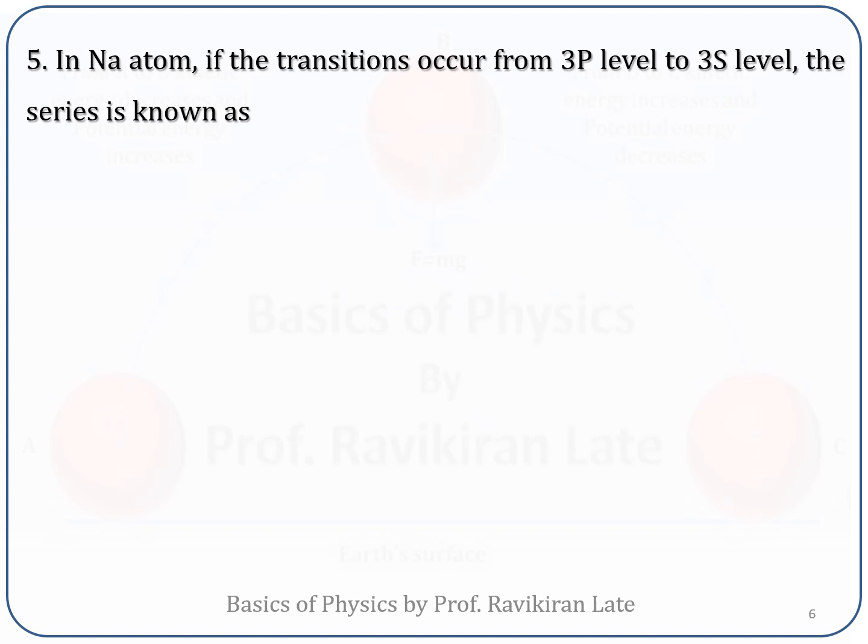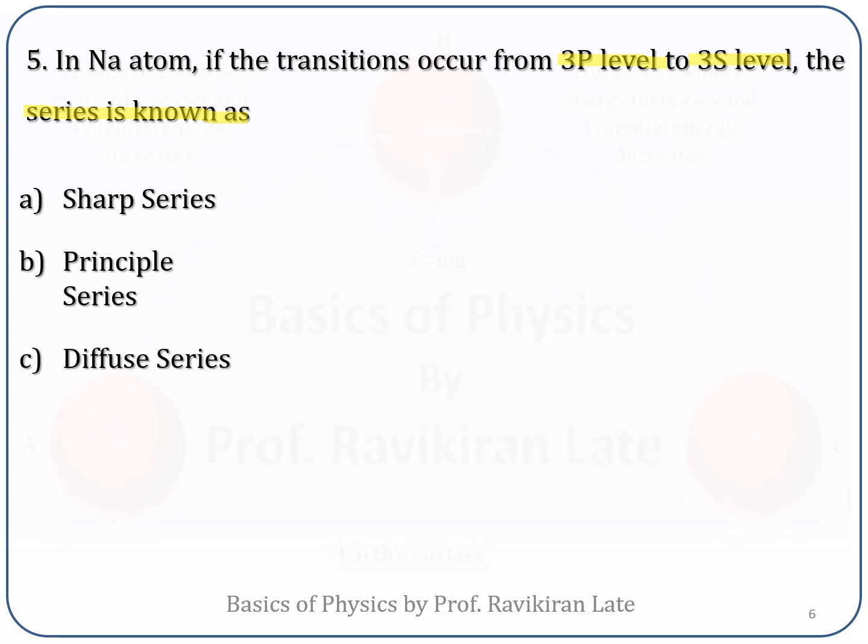Fifth question is, in a sodium atom, the transition occurs between the 3p level and the 3s level. The series is known as. The options given are: option A, sharp series; option B, principal series; option C, diffuse series; option D, fundamental series.